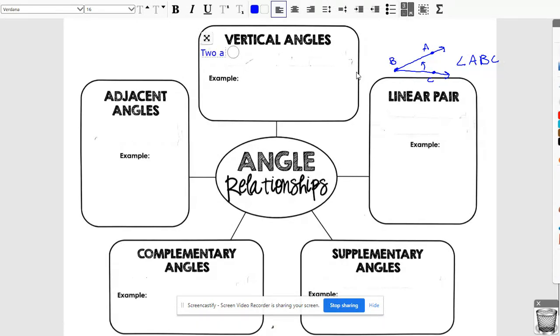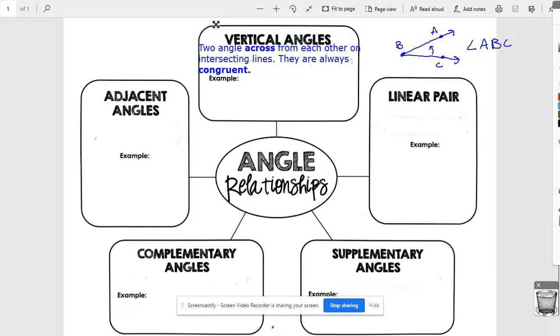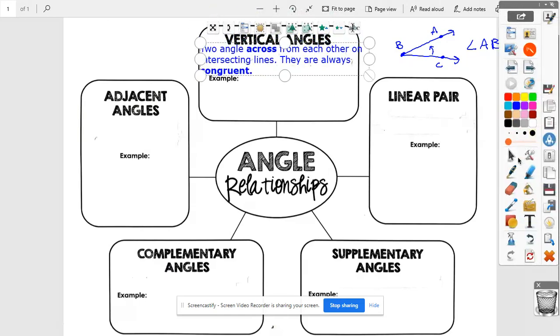Vertical angles are two angles that are across from each other on intersecting lines. One thing about these vertical angles is they are always congruent. Remember, congruent meaning that they are the same size, same shape. So if two angles are congruent, they have the same exact angle measure.